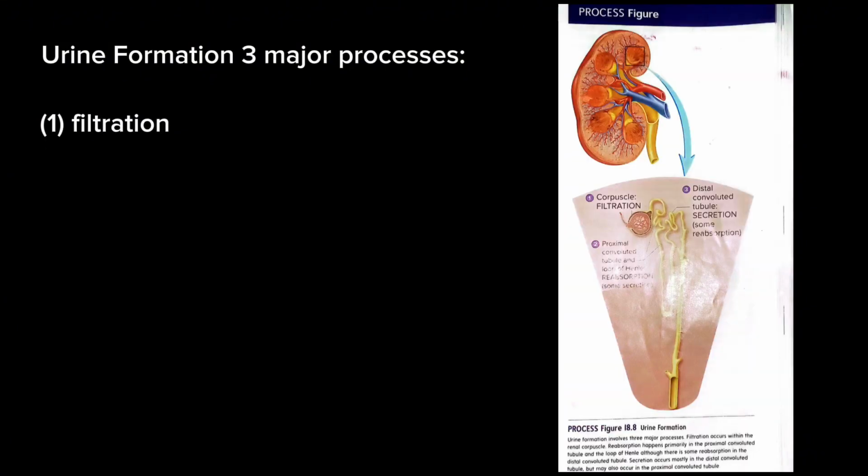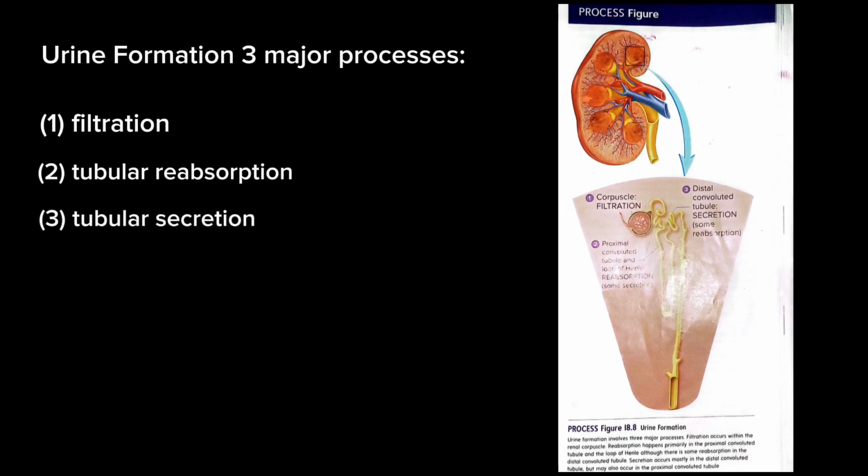Urine formation involves three major processes. First is filtration. Filtration occurs within the renal corpuscle. Second is reabsorption. Reabsorption happens primarily in the proximal convoluted tubule and the loop of Henle, although there is some reabsorption in the distal convoluted tubule. The last process is secretion. Secretion occurs mostly in the distal convoluted tubule, but may also occur in the proximal convoluted tubule.